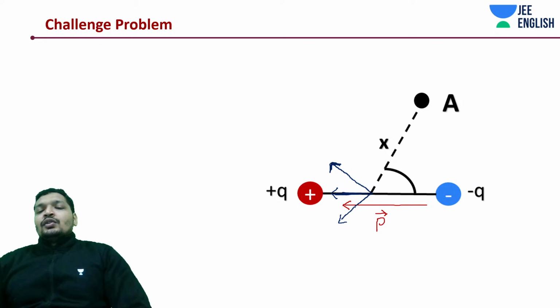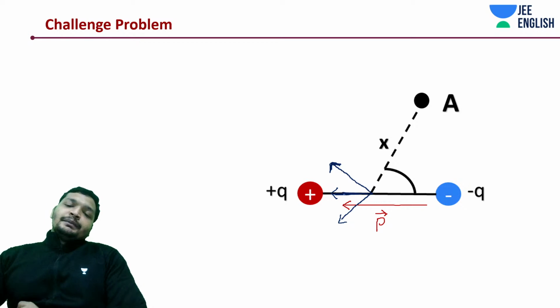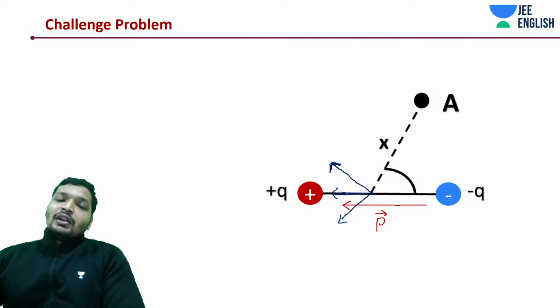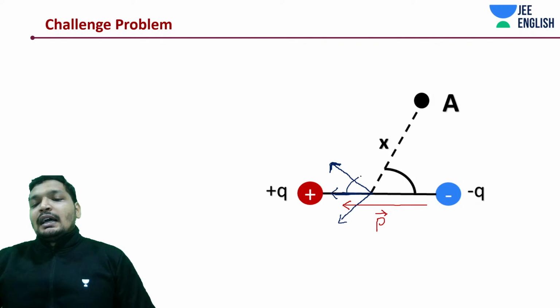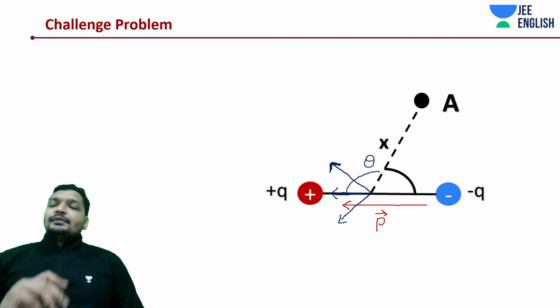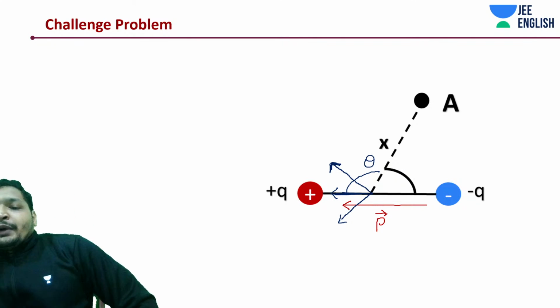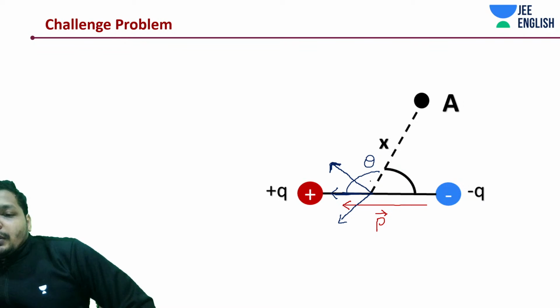So let's do a thing. Let's call this angle theta. Why am I calling this angle theta? Because this is the angle that is formed by this axis. One component would be perpendicular to this axis, and the other one would be parallel to the axis.